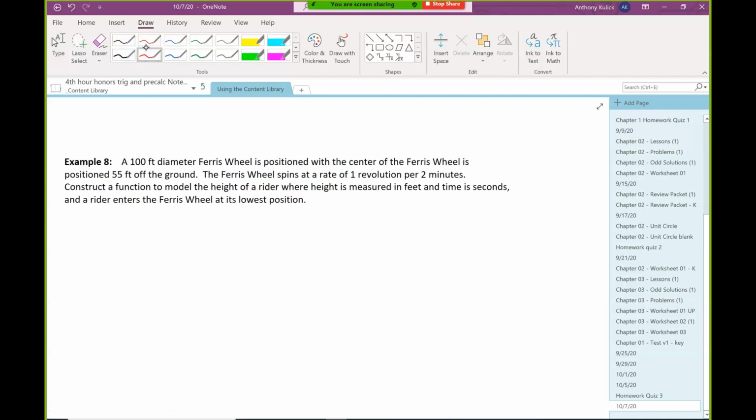Finally, it's here. So let's do an example. The idea here is we're going to write a sinusoidal function, like a sine or cosine function, to describe the behavior for this Ferris wheel.